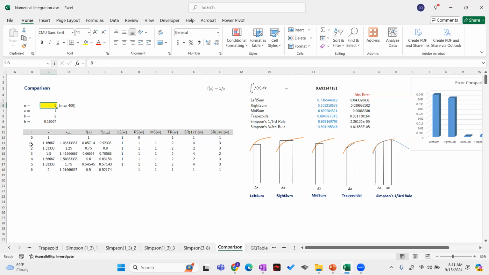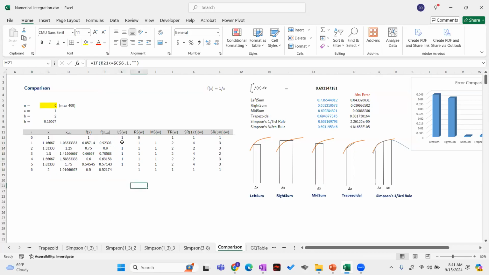So here are the indexes. These are my x, and x mid you can calculate. This will be needed for the midpoint rule because you have to evaluate the function at the midpoint of these regions, which is at these points. So here I have f of x, and f at x mid is also there.